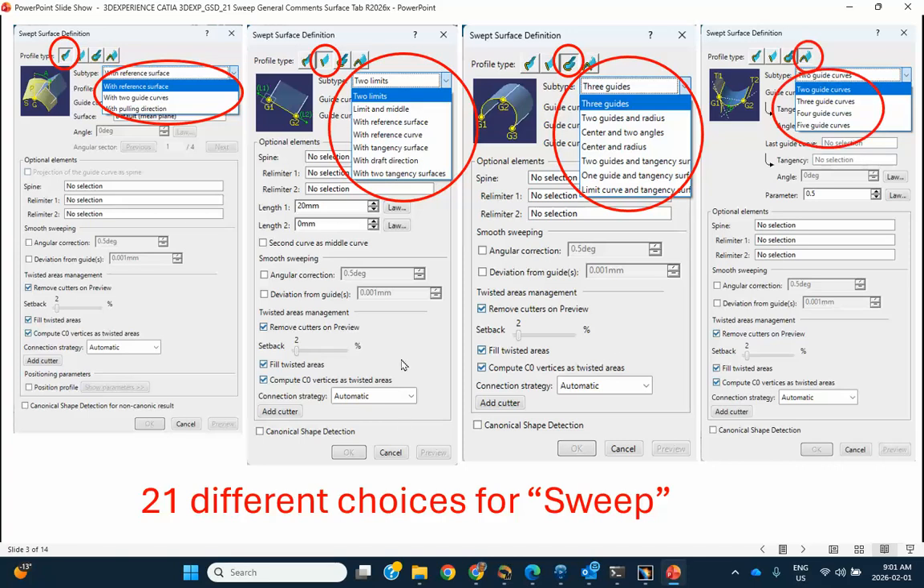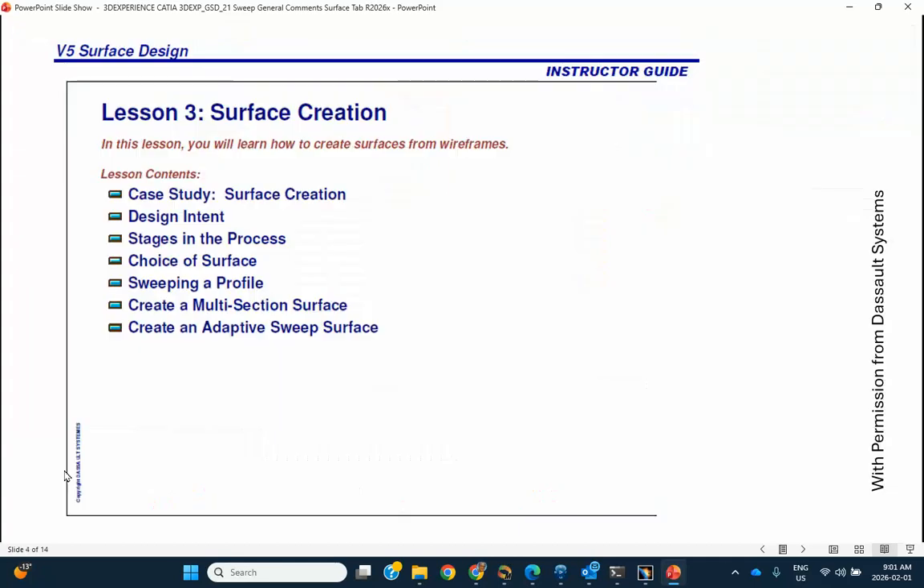Now, there's also a lot of stuff down here, but these are optional things, which are important, but not everybody uses these optional choices for every project. Okay. I want to say a few words about this issue of sweep. The best reference that I came across is the instructor's guide. And this document is probably 25 years old. Instructor's guide for surface design.